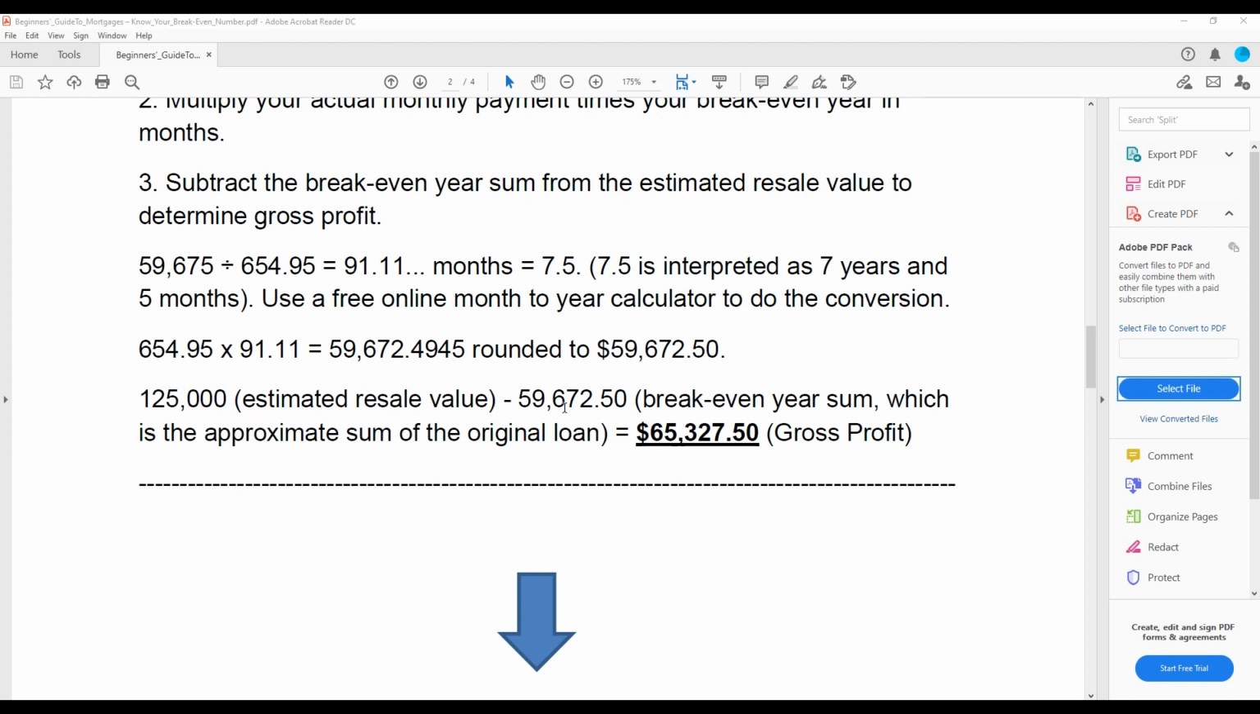Now, if we subtract from the estimated resale value of the property, if this was done at the break-even year of 7 years, 5 months, and we subtract $59,672.50 from the $125,000, then that would have given the homeowner an estimated gross profit of $65,327.50. These are approximations because you also have to take into account at that point in time, whatever they calculate the interest to be, which may be about, on this loan here, maybe another $200.